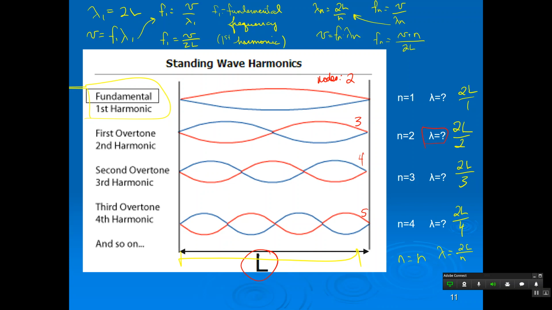What is this expression here? We just derived it. Yeah, it's the fundamental frequency. So in fact, I can even rewrite this as: the frequency of the nth harmonic is equal to n multiplied by the fundamental frequency. Okay.